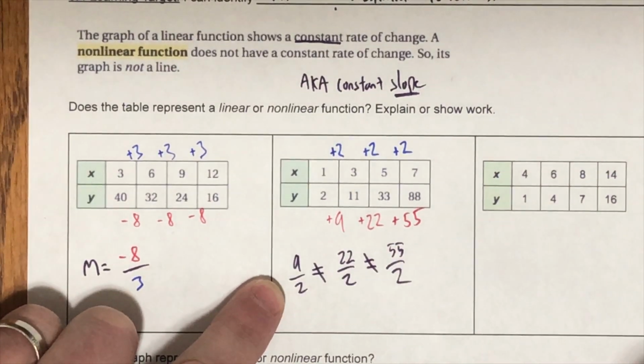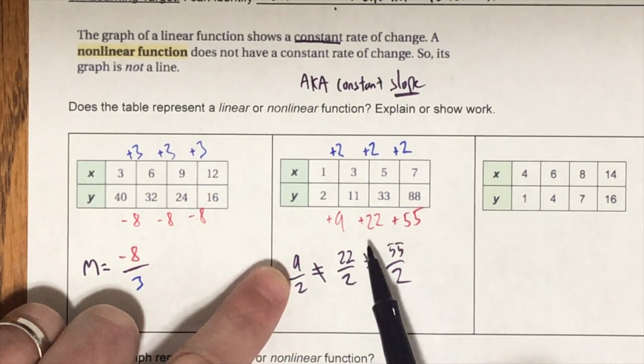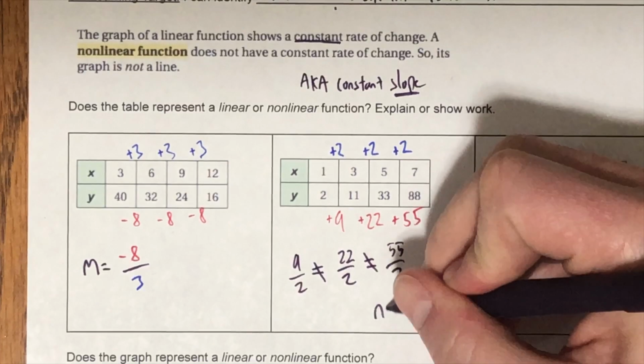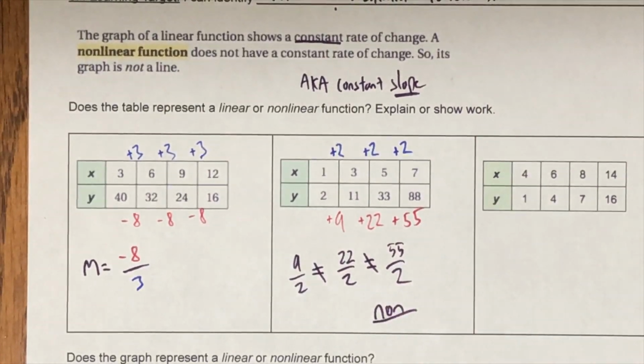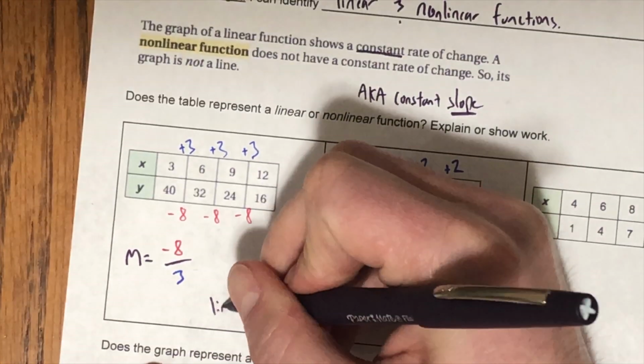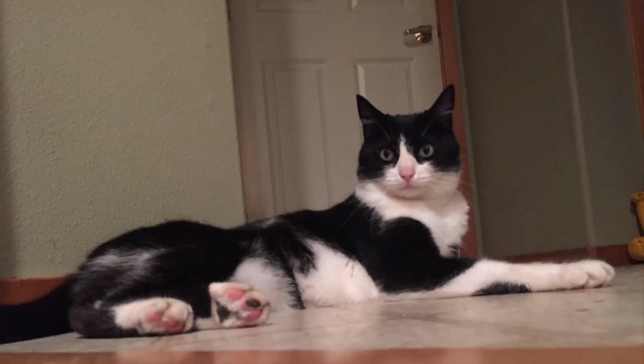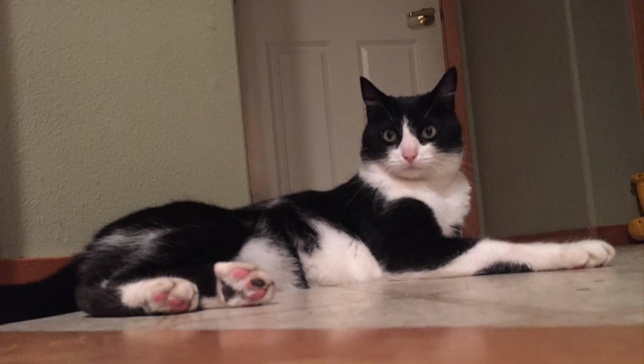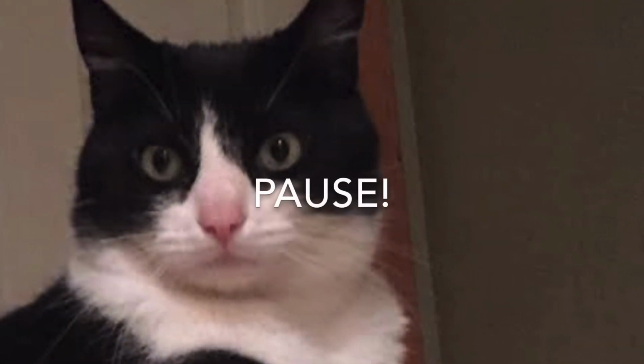In fact, you could say that this is increasing at an increasing rate. But anyway, the key is this is nonlinear, and this was linear. Okay. Cody Cat requests that you pause and try the next problem on your own before moving on.